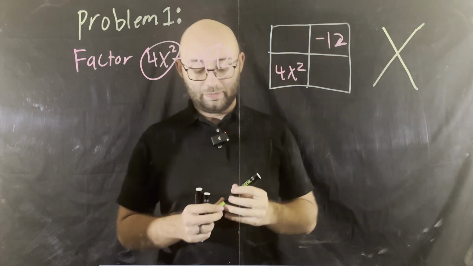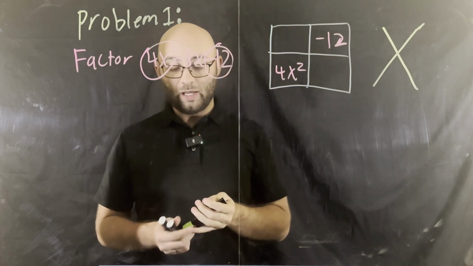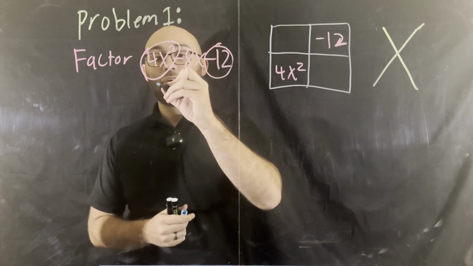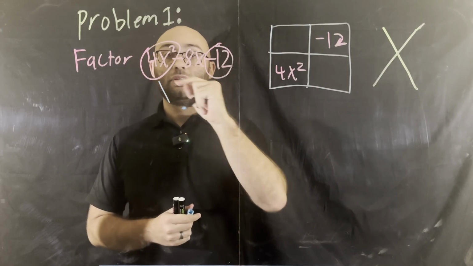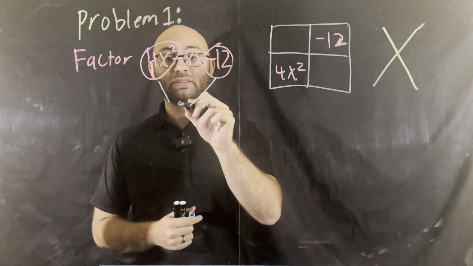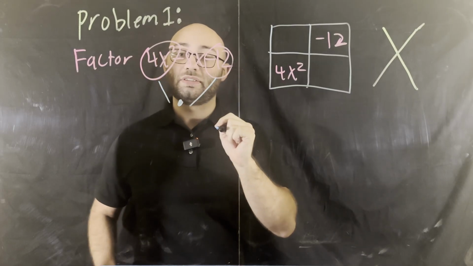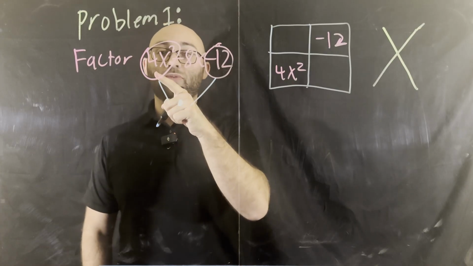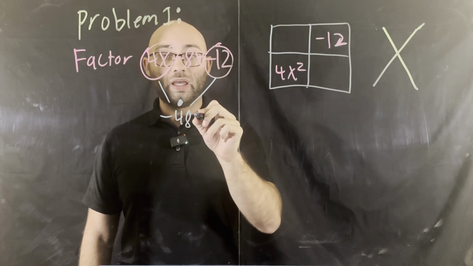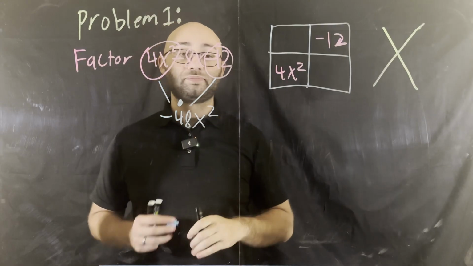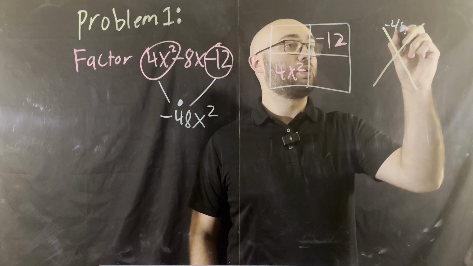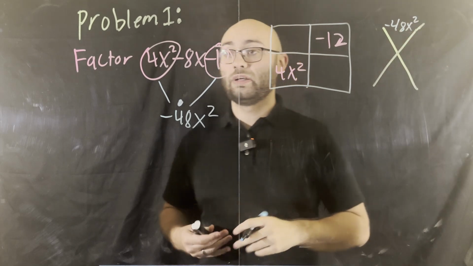We're going to start off with the top of our diamond problem. For the top of it, we're going to take our first part of our quadratic, and we're going to multiply it by the last number in our quadratic. So we're going to do 4x squared times negative 12, which gives us negative 48x squared. Now that is our top part. So I'm going to come over here and write that, negative 48x squared.